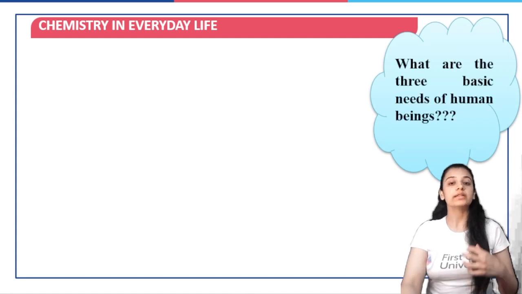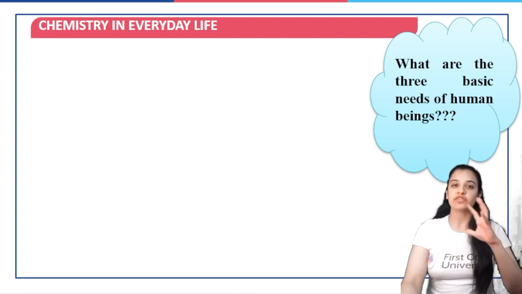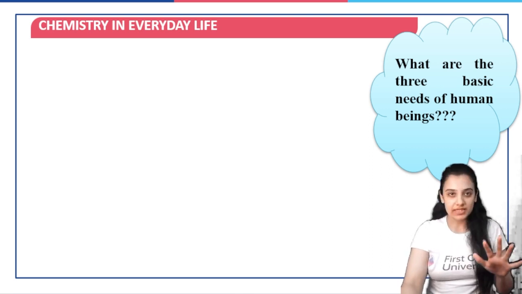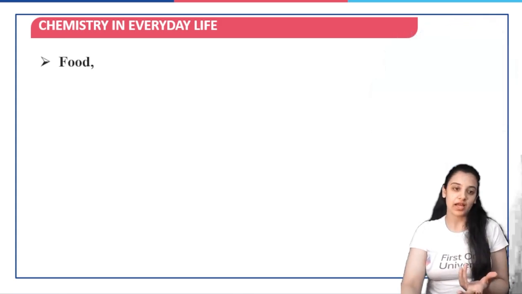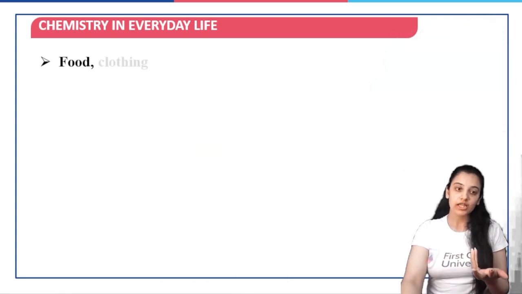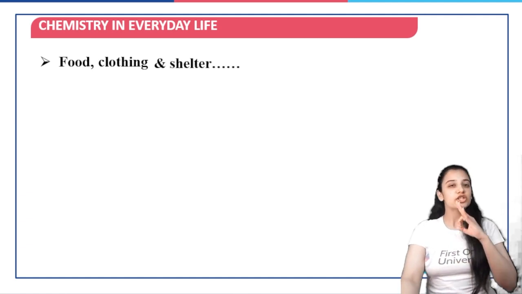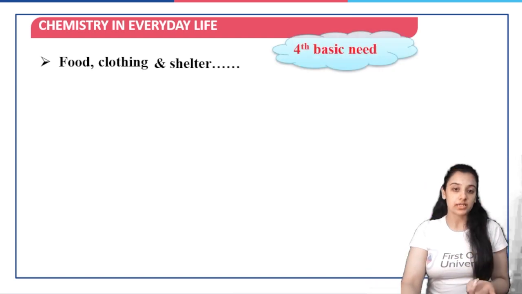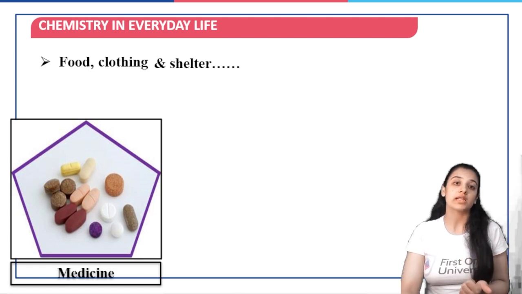Now, what are the three basic needs of any human being? You must have heard a very famous film dialogue, roti kapda makan, right? That's the three basic needs of any human being. That's what we have actually: food, clothing, and shelter. These are the three basic needs of human being. But there is a fourth basic need. And what is that? That is medicine.